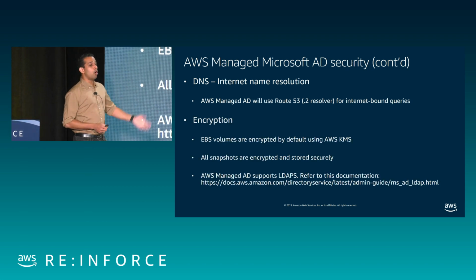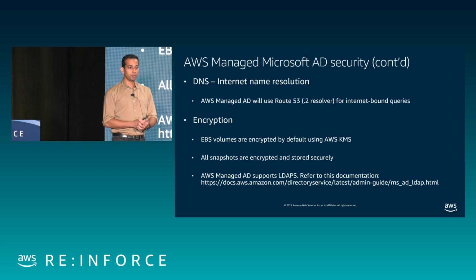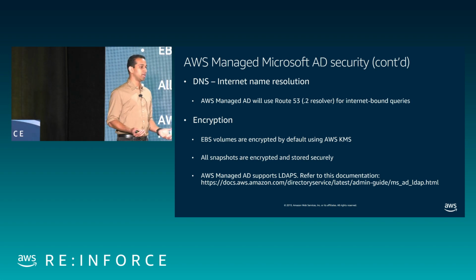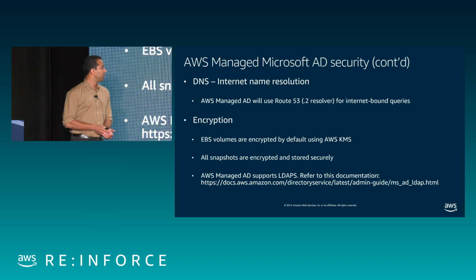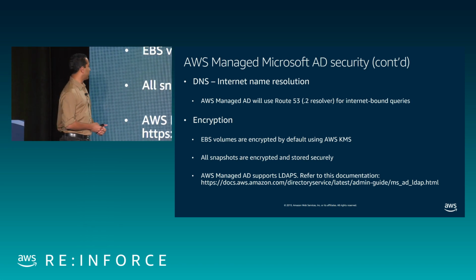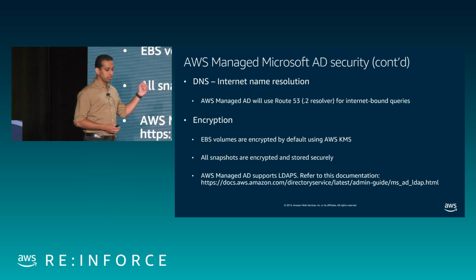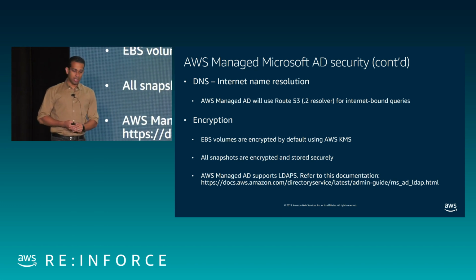We also encrypt all EBS volumes by default. So there's none of your data, Active Directory data or otherwise, sitting in clear in any of the disks. And we use KMS for that. We also encrypt snapshots, and those are also stored securely.